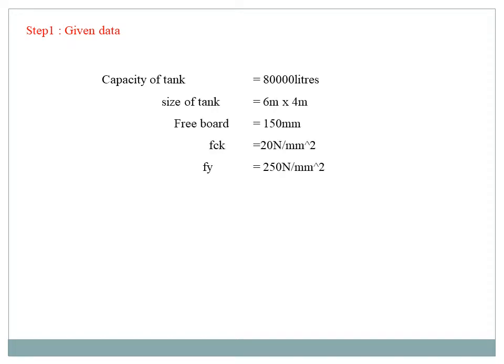Then step 1, given data. Capacity of the tank is equal to 80,000 liters. Size of the tank is equal to 6 meter into 4 meter. Freeboard is equal to 150 mm. Then fck is equal to 20 Newton per mm square. Then fy is equal to 250 Newton per mm square. So all the values are given in our question.